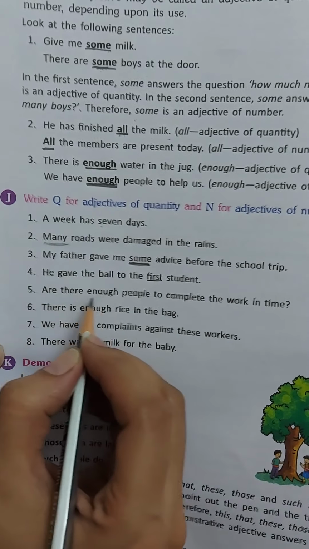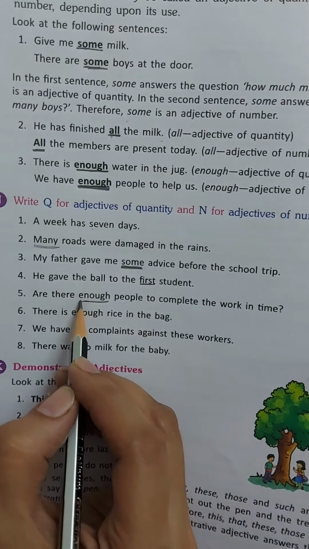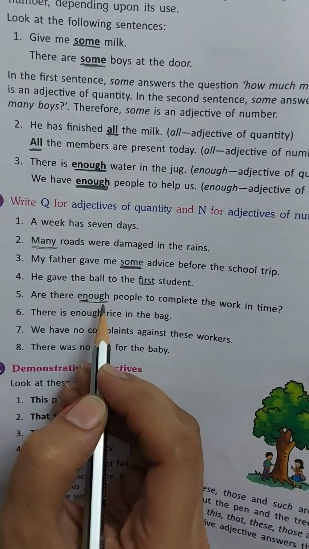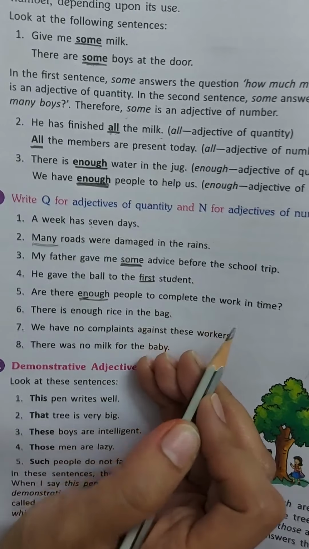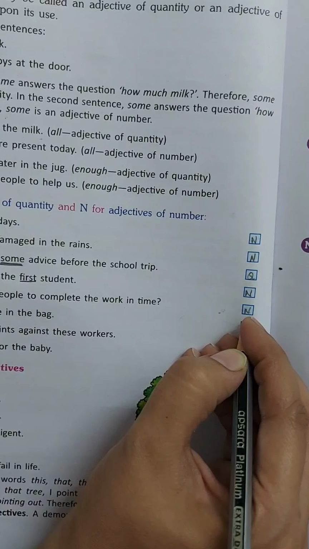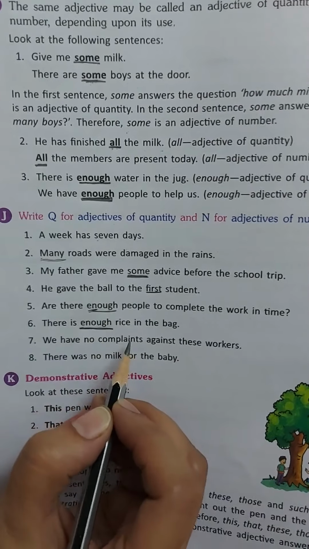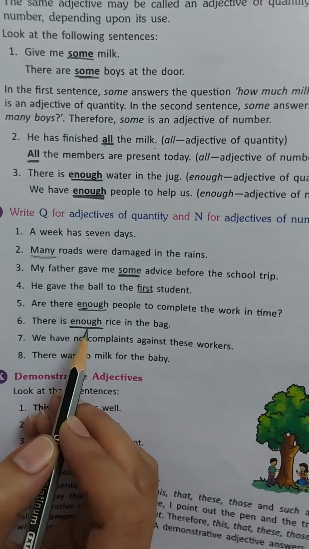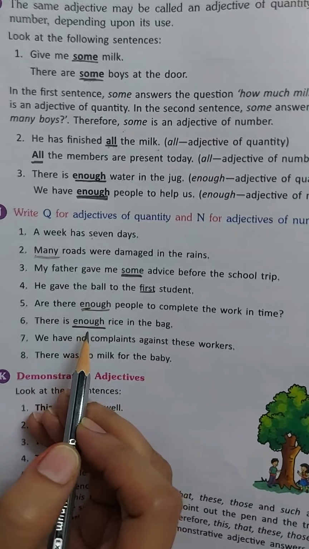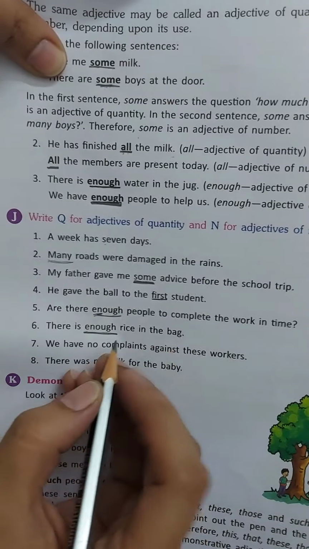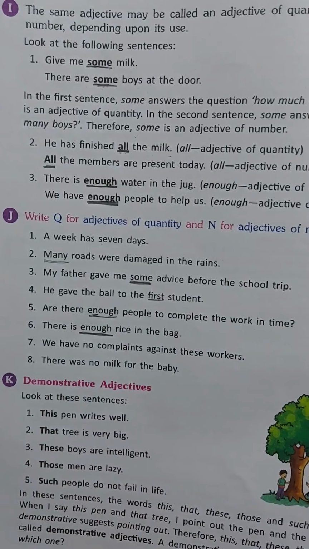Okay. Next, are there enough people to complete the work in time? Now here the word enough is an adjective and it's an adjective of number because it is answering the question, how many people are there to complete the work in time? So again, we'll write N here. Next, there is enough rice in the bag. Now here, enough is an adjective of quantity because it is answering the question, how much rice is in the bag? So we'll write Q here. So enough is an adjective of quantity. It is telling us about the quantity of rice.